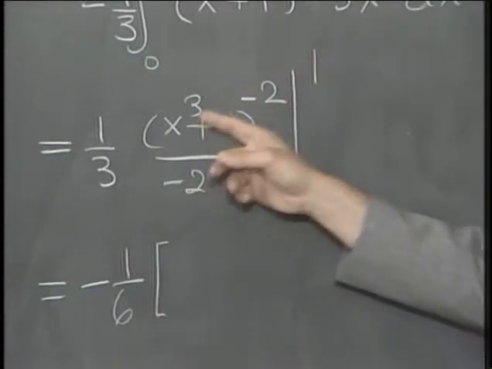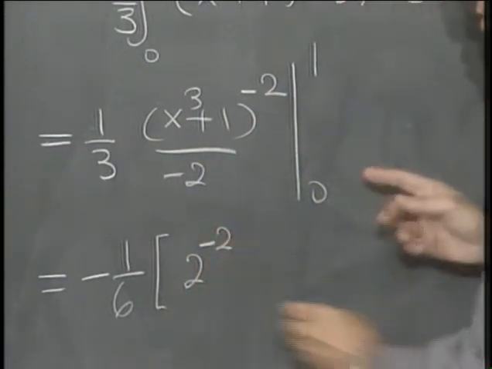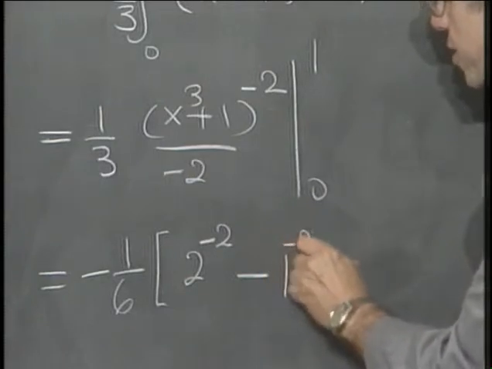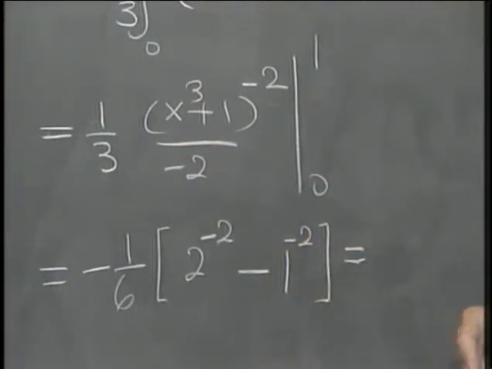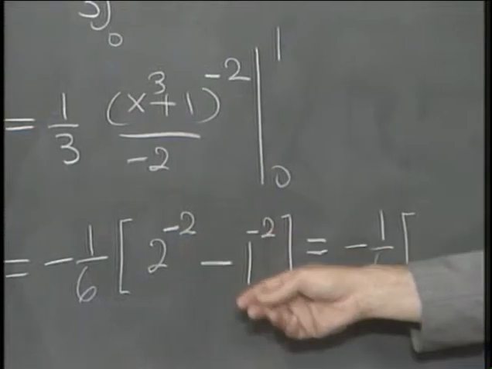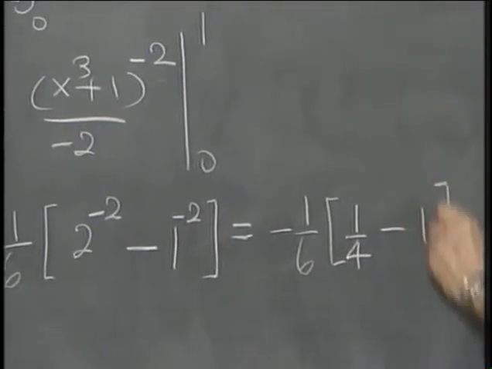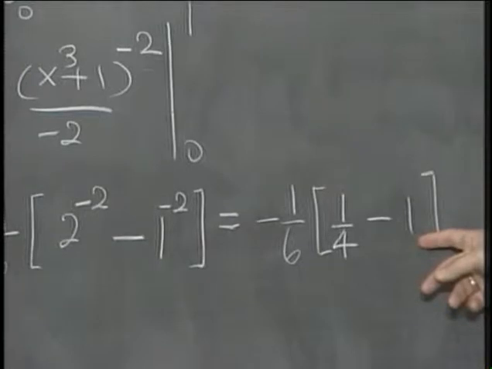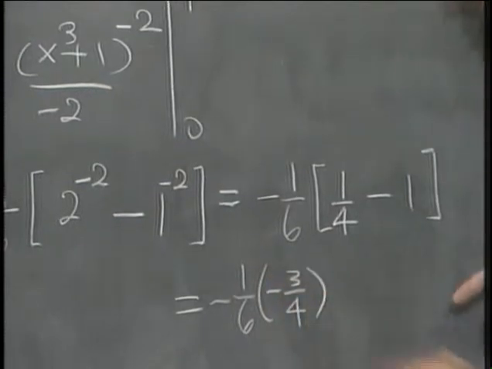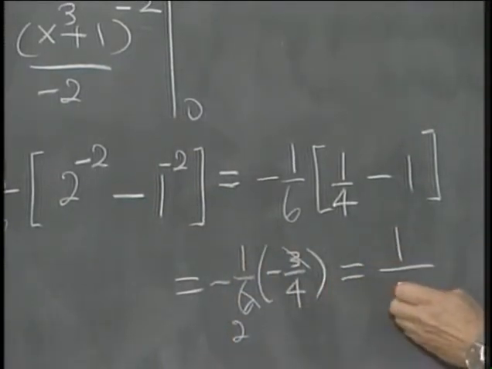And now I evaluate at the upper limit. At the upper limit, x is 1. This is 1 + 1 is 2. So this is 2^(-2). Minus, evaluating at the lower limit, this becomes 0 + 1, or 1^(-2). And now let's see what the arithmetic works out to. This is -1/6 of, 2^(-2) is 1 over 2 squared, or 1/4. This is 1/4 minus, of course, 1^(-2) is still 1. 1/4 minus 1 is -3/4. So this is -1/6 times -3/4. That's going to become plus. 3 goes into 6 twice, so that's 1 over 2 times 4, or 1/8.